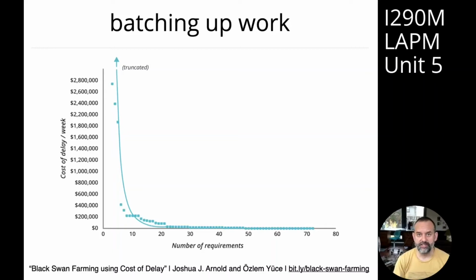In the preparation for this unit, I asked you to read Black Swan Farming Using Cost of Delay by Joshua Arnold and Özlem Yüce. And I think this is a really great case study because it talks about applying a lot of the things that we're learning this semester in the context of a large enterprise organization where it's pretty tough to do that kind of thing. And their use of cost of delay is excellent, and I found it very instructive and helpful.